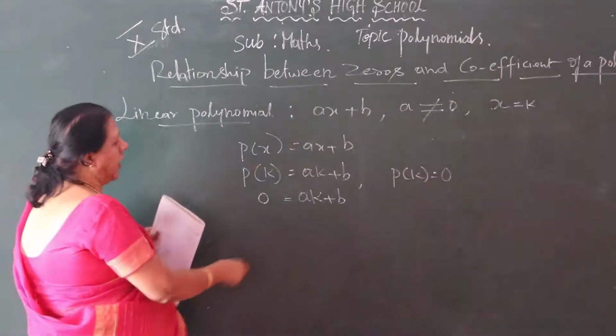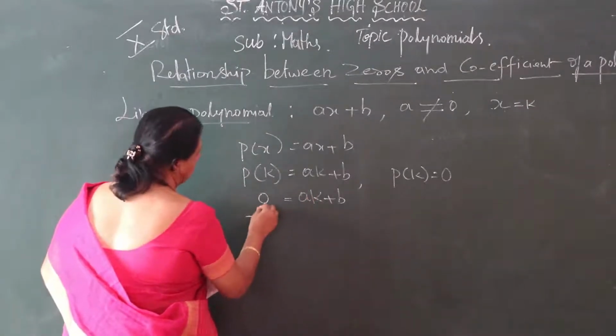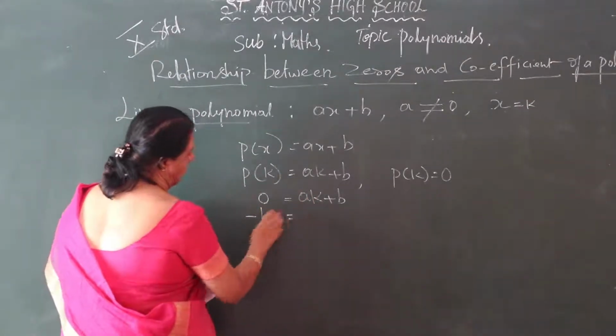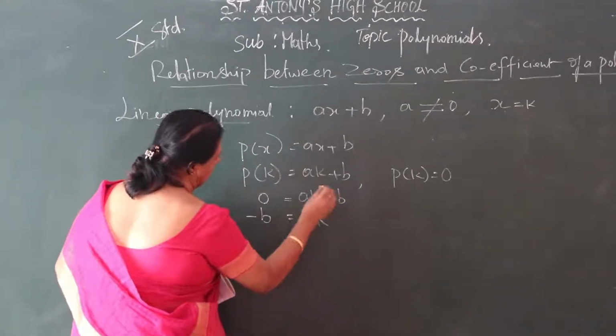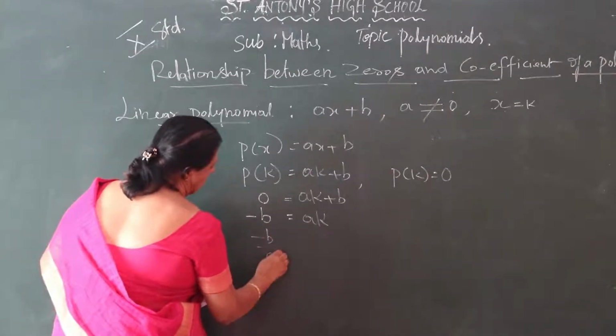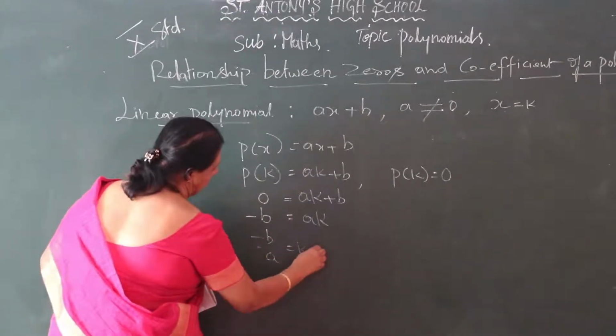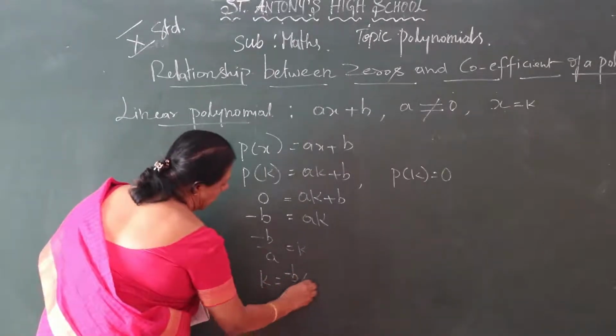So now, continuation. Here we have to solve for k. Minus b, bring it to the left hand side. The remaining term is a. That is minus b by a is equal to k. Therefore k is equal to minus b by a.